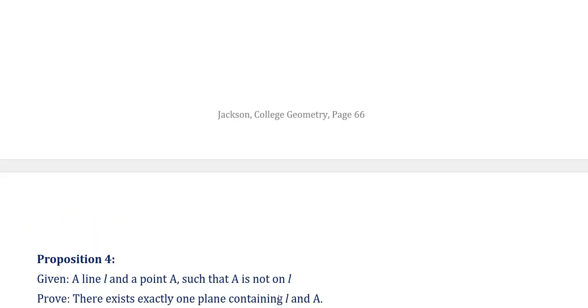All right, well, we're back. Let's go and look at the proof. Well, first of all, we have this. Given a line L and a point A such that A is not on L, prove there exists exactly one plane containing L and A.